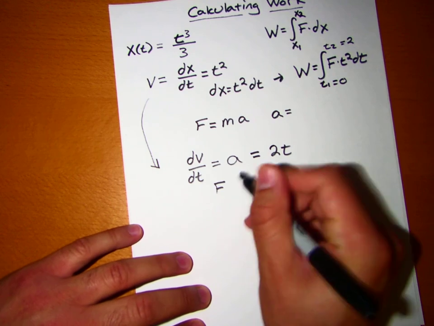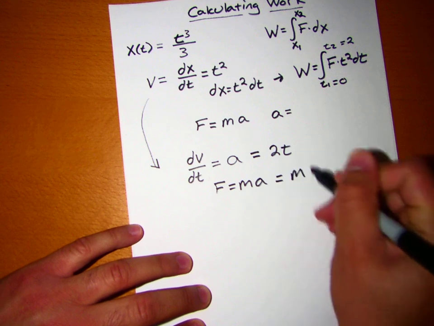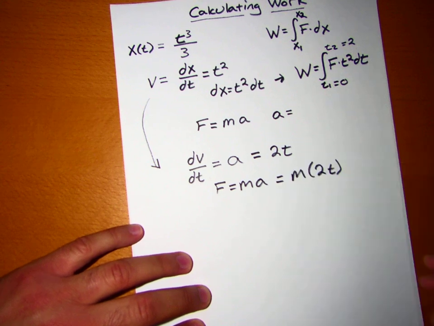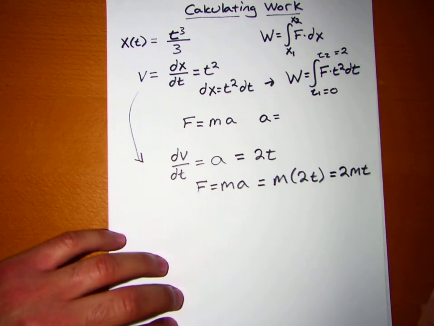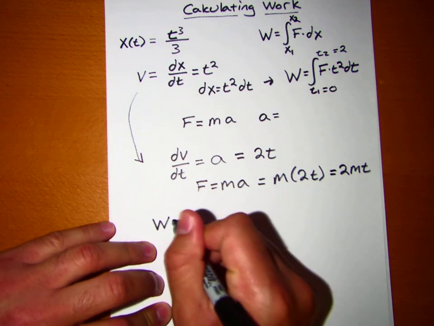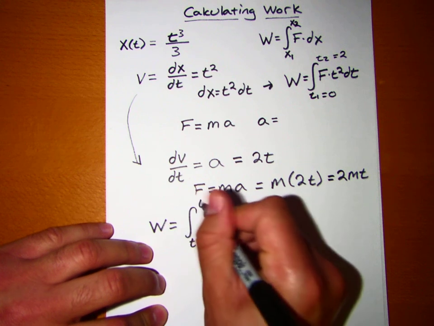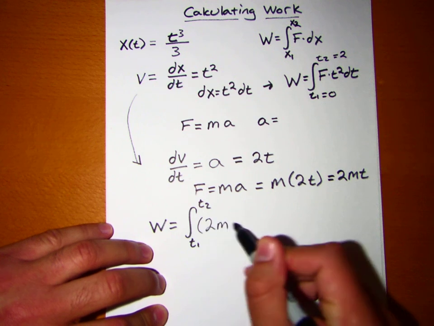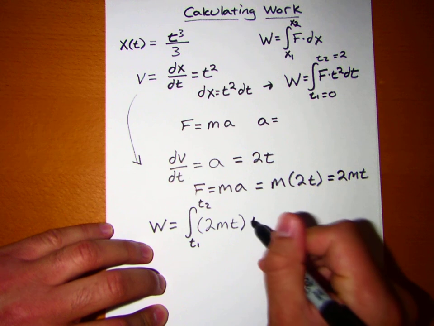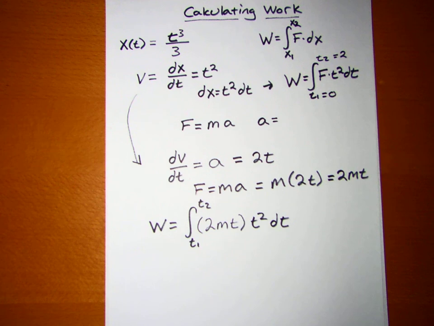So that the force applied to this object is equal to the mass times the acceleration, which is going to equal mass times 2t, which is equal to 2mt. So let's plug that into the integral, so that work is equal to the integral from time 1 to time 2 of force, which we've calculated to be 2 times mass times time, times t squared dt. Well, now we've got an integral in terms of time, and just time, only time, which is great.